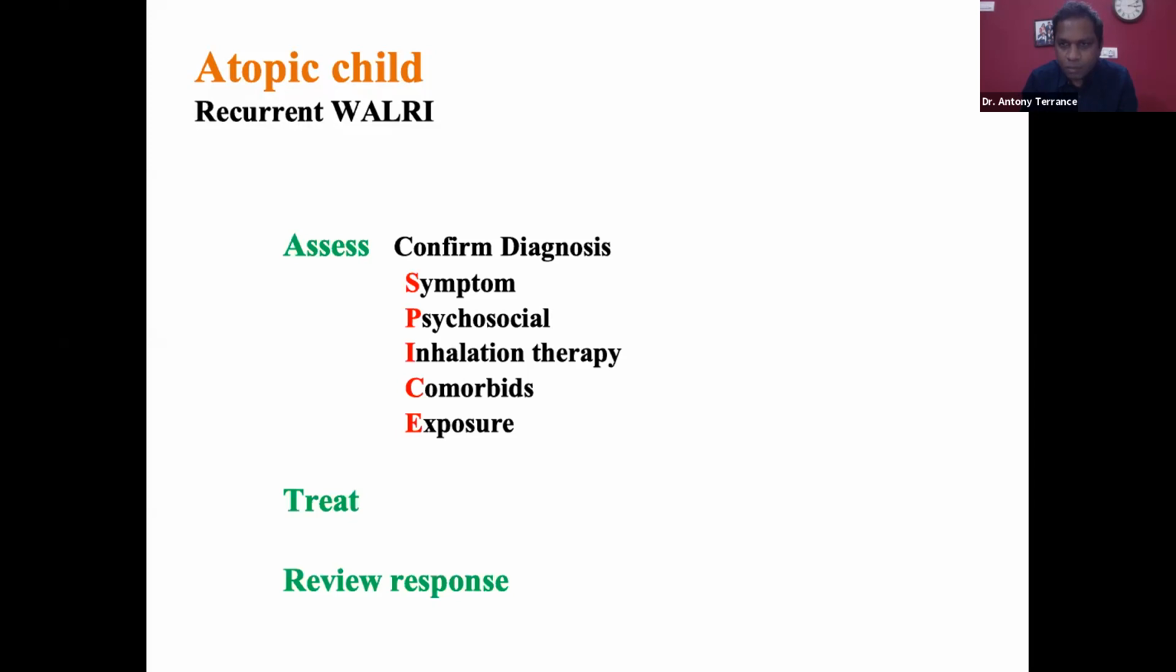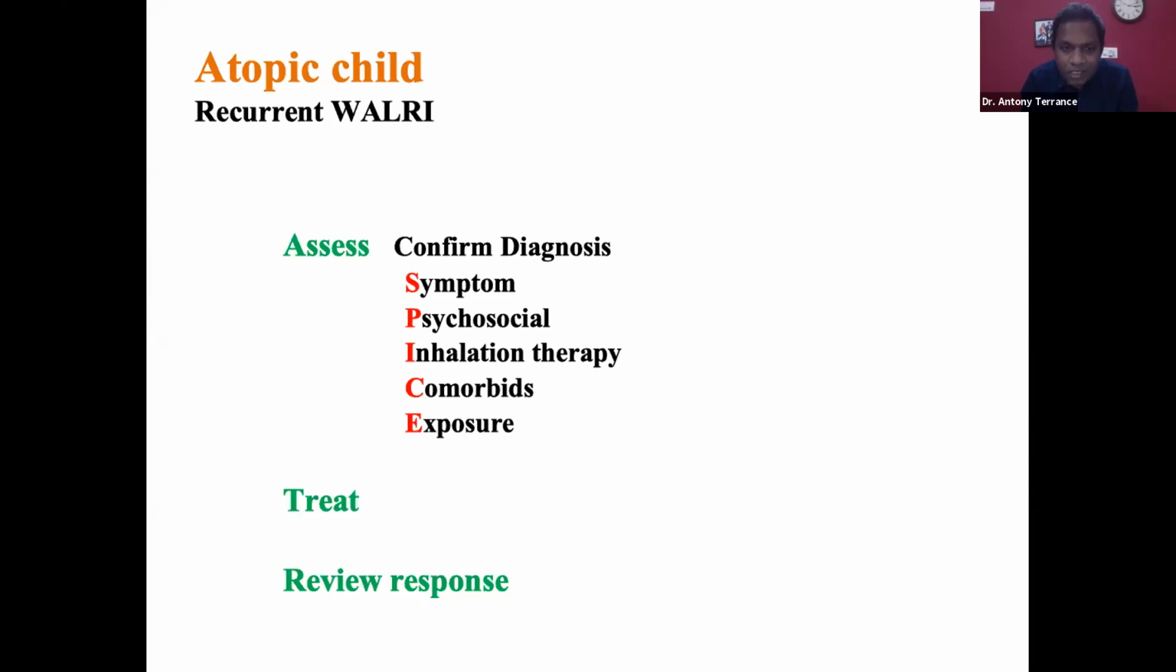How about the symptom control? Are there any psychosocial factors that aggravate the problem? And what about inhalation therapy? What medicines they are taking and what dose, and whether they are taking the medicines properly, the adherence, all those issues and the technique, everything we have to look into. And we should also look into the comorbid conditions that might aggravate the wheeze. And again, here also we have to look at the exposures and number of exacerbations in the previous few months.